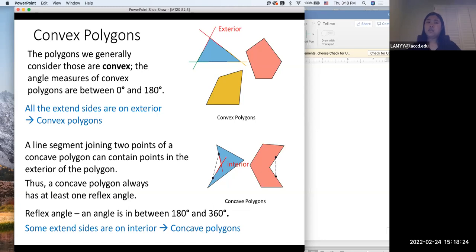Okay, so in this slide, I need you guys to remember which one is going to be the convex polygon and which one is going to be the concave polygon. And also highlight this one. The convex polygon has angles between 0 and 180. But for the concave polygon, at least one angle is going to be between 180 and 360.